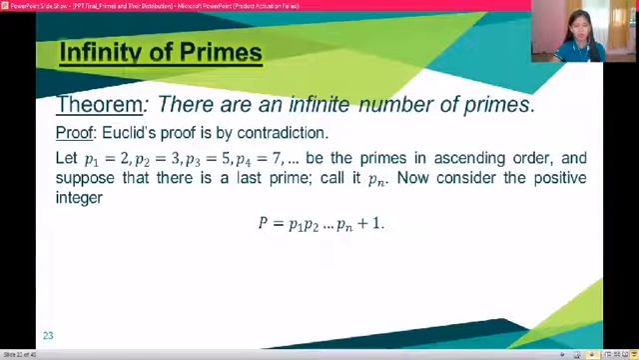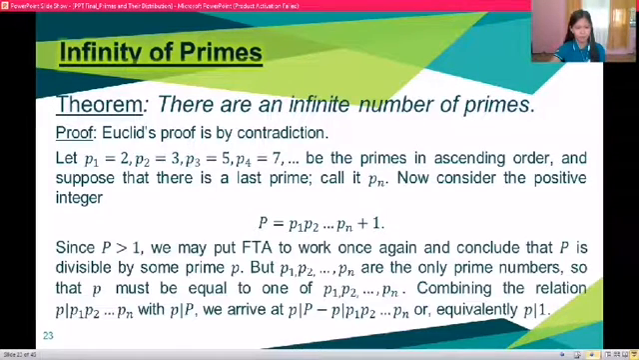Now consider the positive integer P is equal to p sub 1, p sub 2, to p sub n plus 1. Since P is greater than 1, we put the fundamental theorem of arithmetic to work once again and conclude that P is divisible by some prime p. But p sub 1, p sub 2 to p sub n are the only prime numbers, so that p must be equal to one of p sub 1, p sub 2 to p sub n.